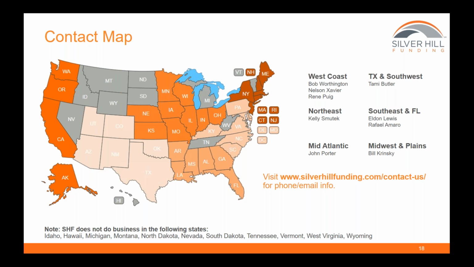I want you to pay close attention to the bottom here because it shows the states where we do not do business. We actually added Delaware, who used to be on this list, but we took them off the list because now we can lend in Delaware. And I think properties in Tennessee soon will be eligible as well.